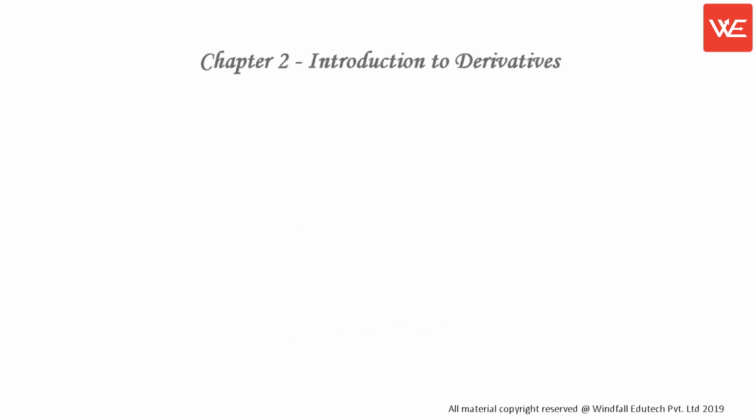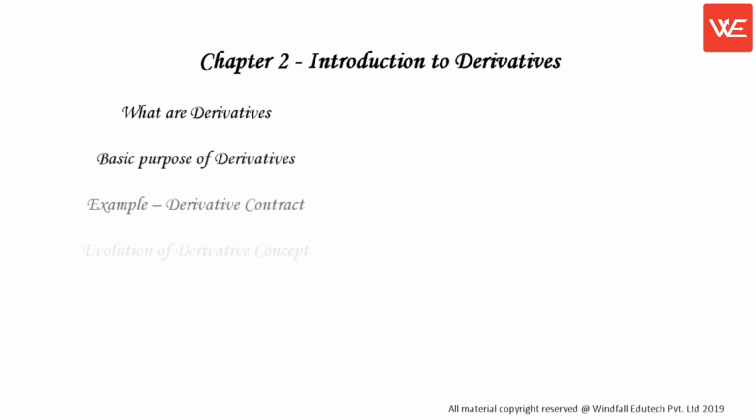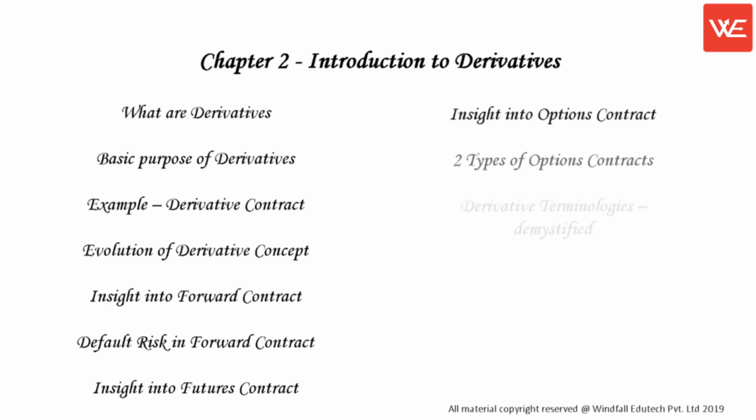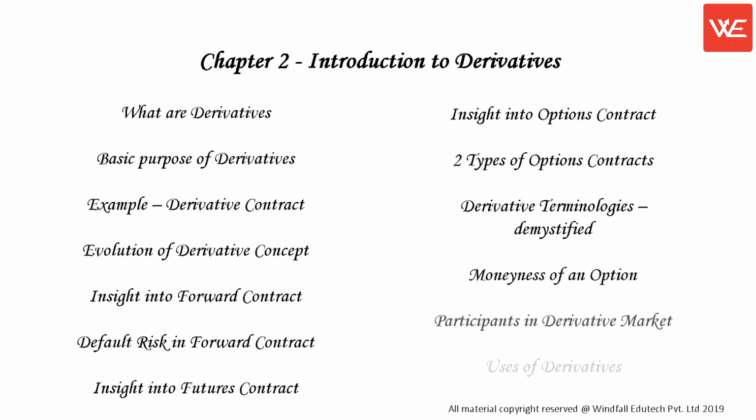Chapter 2: Introduction to Derivatives. What are derivatives? Basic purpose of derivatives. Example, derivative contract. Evolution of derivative concept. Insight into forward contract. Default risk in forward contract. Insight into futures contract. Insight into options contract. Two types of options contracts. Derivative terminologies, demystified. Moneyness of an option. Participants in derivative market. Uses of derivatives.